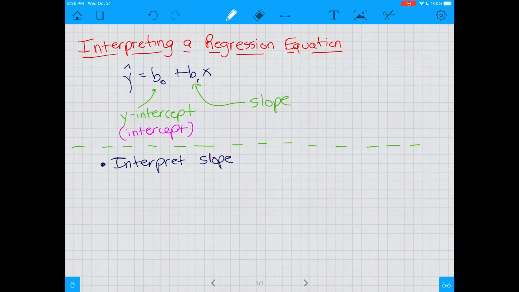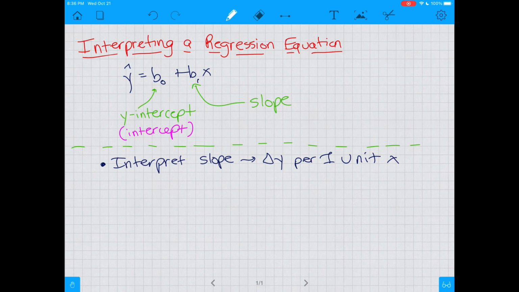Now, if they're going to ask you to interpret slope, in general, here's what we're trying to say. We're going to say it's the change in y per 1 unit change in x.